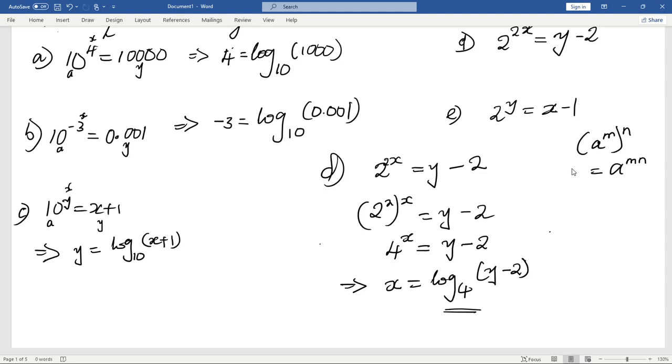Okay, then let me just work out this last one as well. Okay, so for e here, we have that 2 to the power y is equal to x minus 1. So we make y the subject here. So this will simply be y is equal to log x minus 1, so x minus 1 to the base 2, like this.